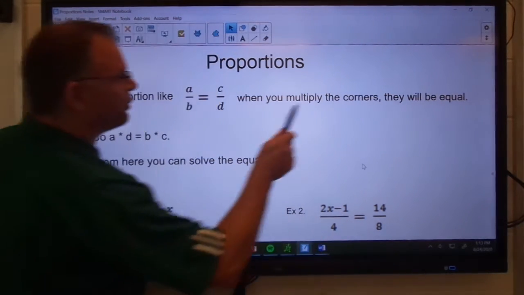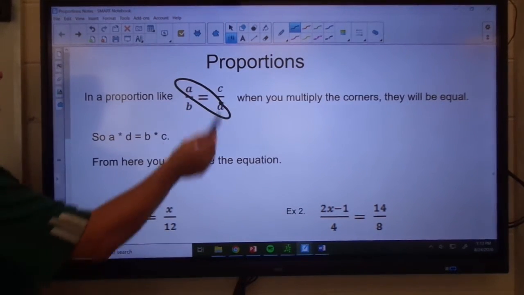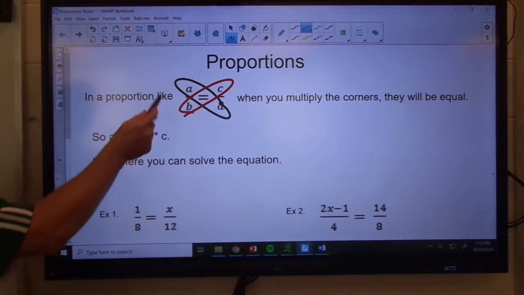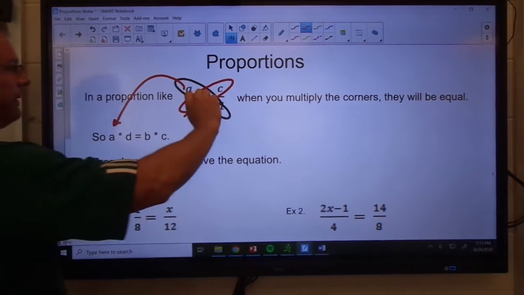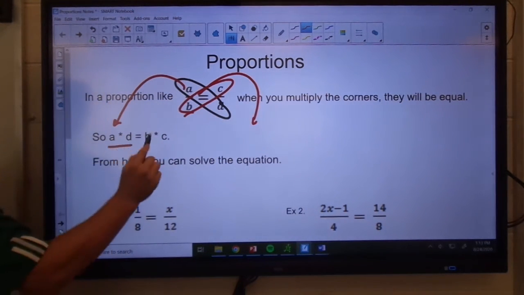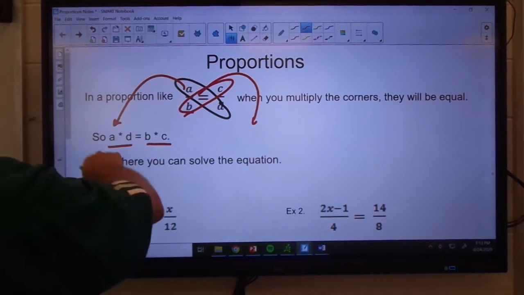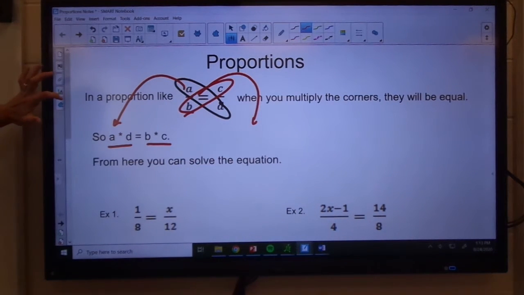When you multiply the corners, they will be equal. These two corners multiplied will always equal these two corners multiplied. So A times D will always equal B times C. That's what this is here. So A times D equals B times C. These two, ping pong, forehand multiplied equals backhand multiplied. It's just a little trick and it always works.